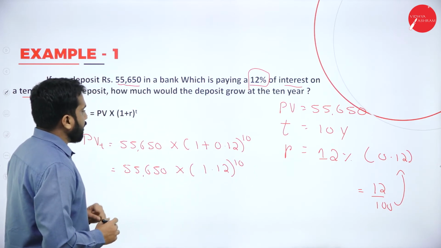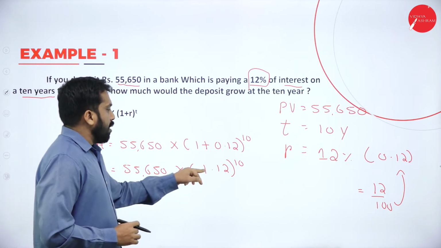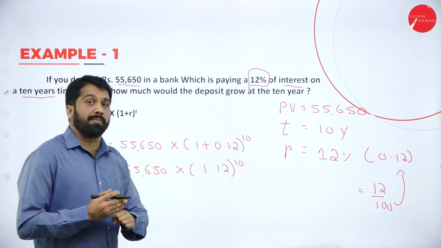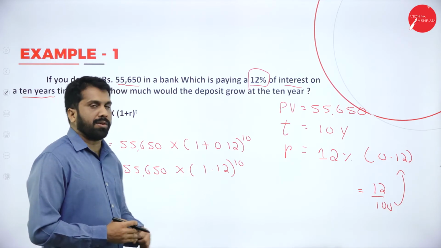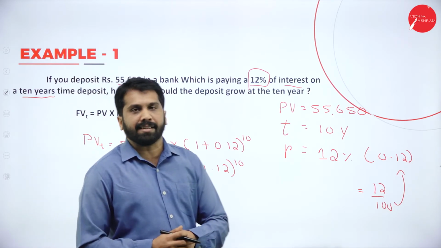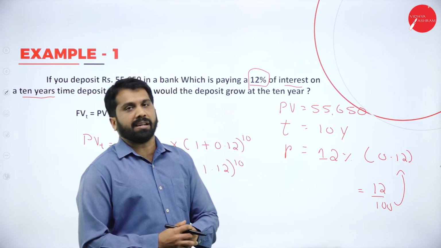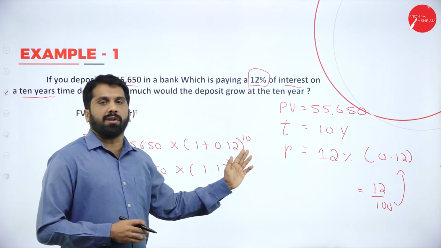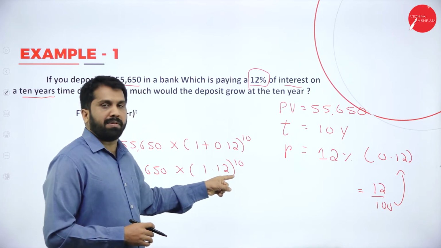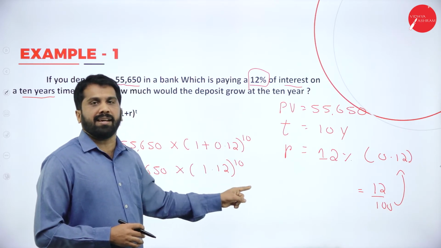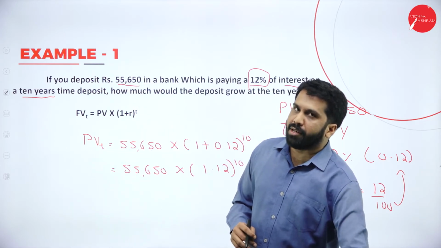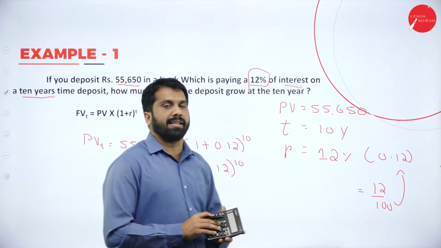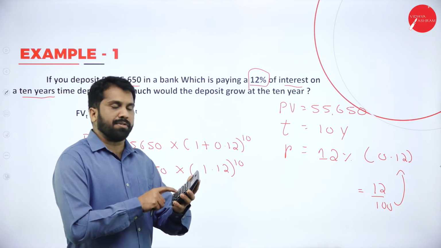Now, how to calculate this? Very simple. 1.12 you have to multiply 10 times. Again, I'll repeat. 1.12 you have to multiply 10 times. Now, if you don't want to multiply, very simple. Go to the log table, go to 12%, go to 10 years, you will get the answer. Or else, if you will not get your log table, then what to do? Then you are supposed to calculate.